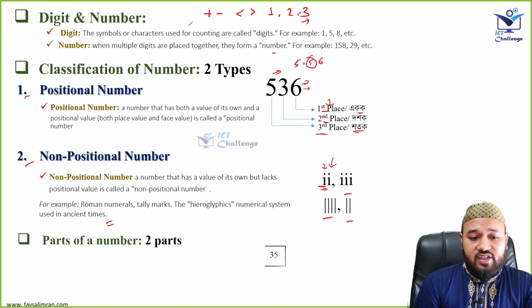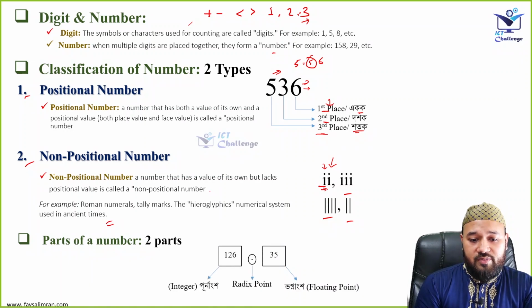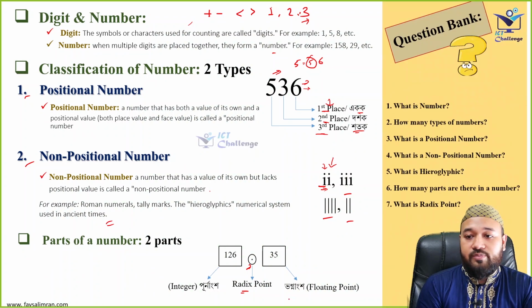Okay, parts of a number. There are 2 parts of a number. One of them is the integer part and another one is the floating part. The divider is the point, that is called the radix point. So the radix point is a point which can divide a number into 2 parts, one of them is the integer and another one is the floating point.